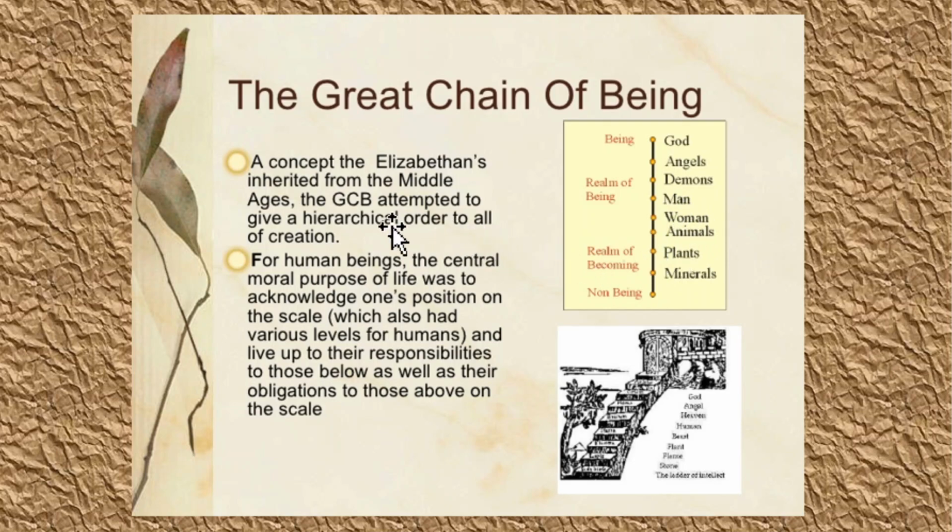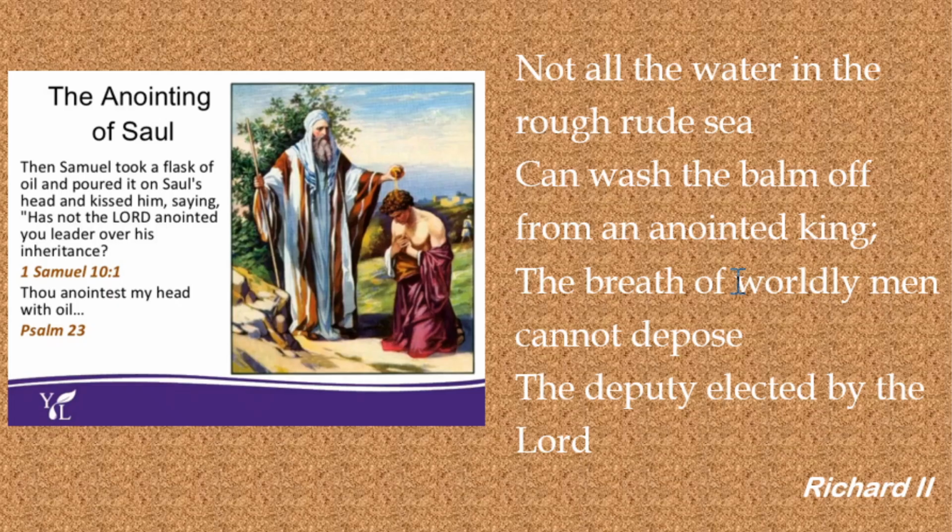And the king, this is a belief that was still very much strong in the Elizabethan period, that the king was someone who was anointed by God. And this was drawn from the Bible. There are many instances of God personally sending his priest to anoint the king. And here we have an image of Samuel anointing Saul.